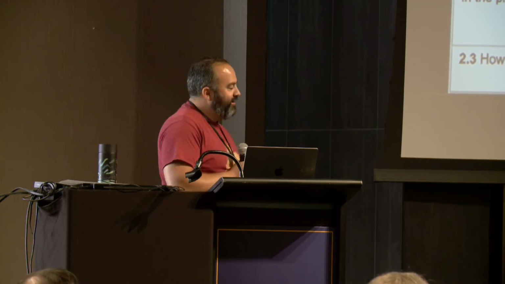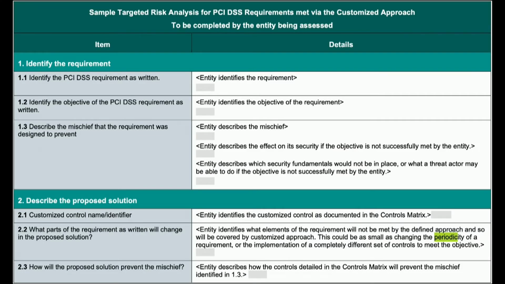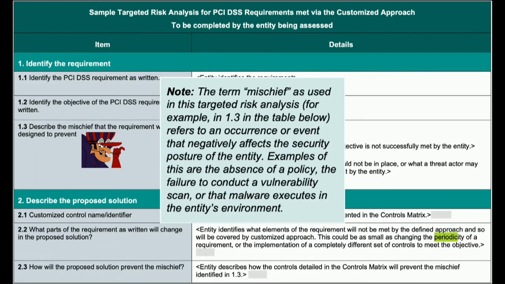One of the things I love out of this is 1.3, describe the mischief that the requirement was designed to prevent. I mean, some English person threw that language in, and you almost think, oh yeah, some evil guy with a mustache. You could just hear him laughing in the background. But what's even funnier is, if you actually go to the definition of mischief, right there in the middle, they give an example of the mischief as an absence of policy.